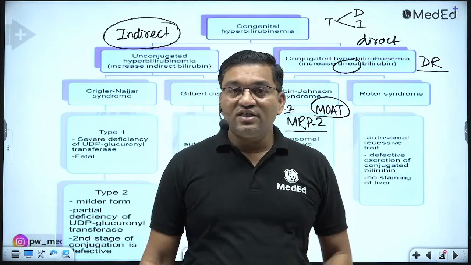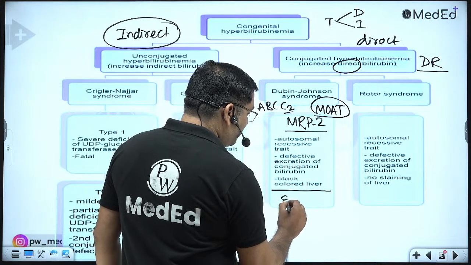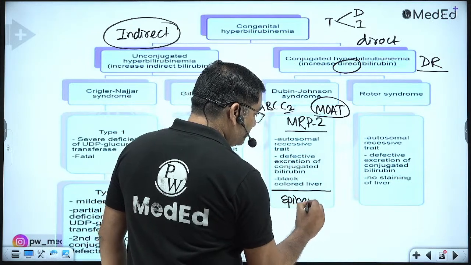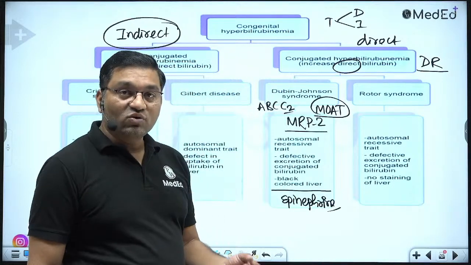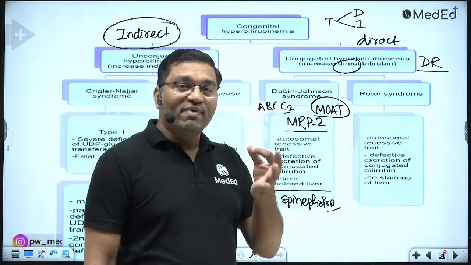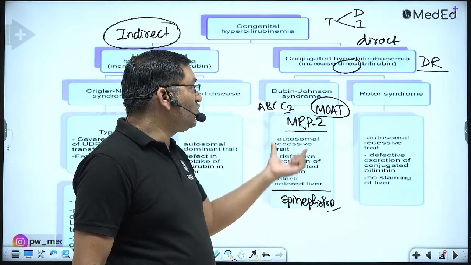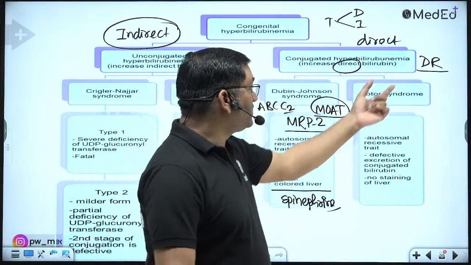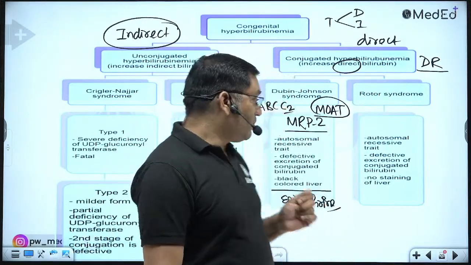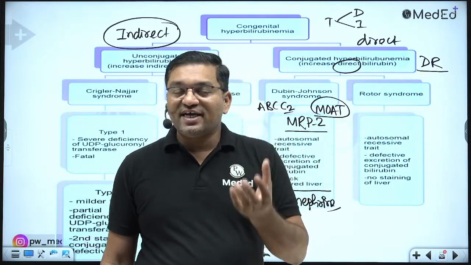Another feature is there is black liver because of accumulation of epinephrine metabolite, that is metanephrine. That causes the black liver jaundice, as it is also known. So there is defective excretion of conjugated bilirubin in Dubin-Johnson syndrome. Remember, in Dubin-Johnson syndrome, there is direct hyperbilirubinemia. In Rotor syndrome, there is also direct hyperbilirubinemia, an increase in the direct bilirubin.